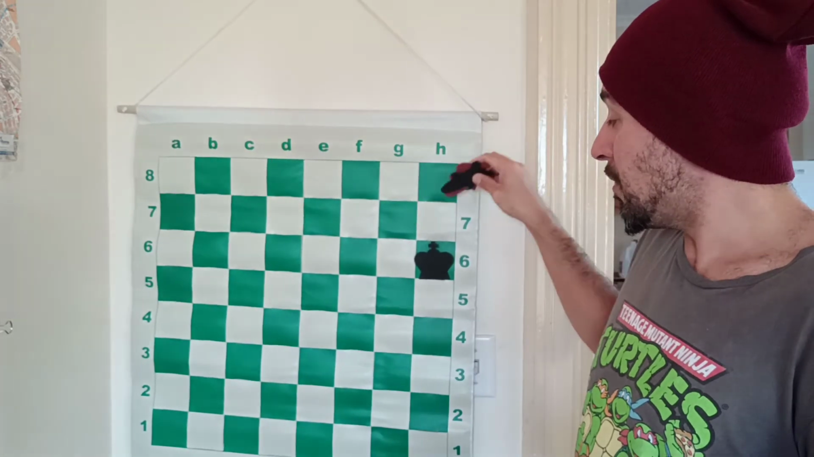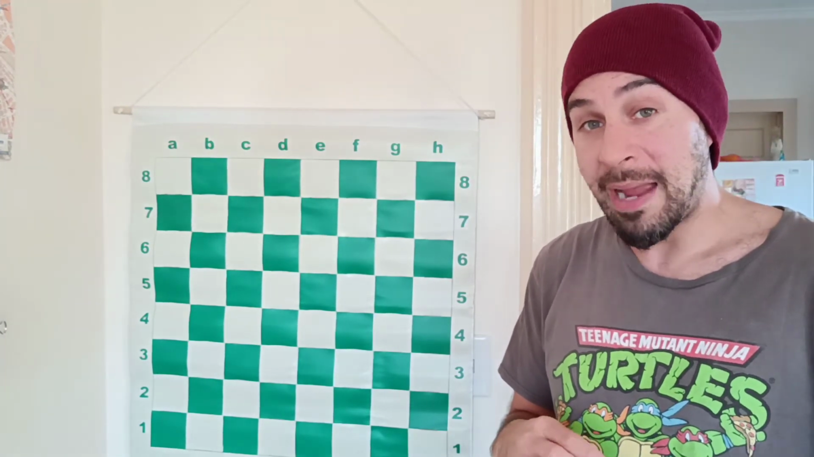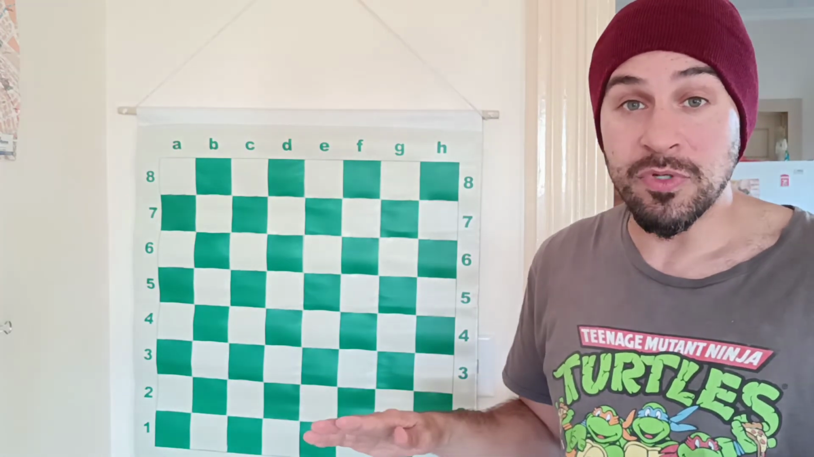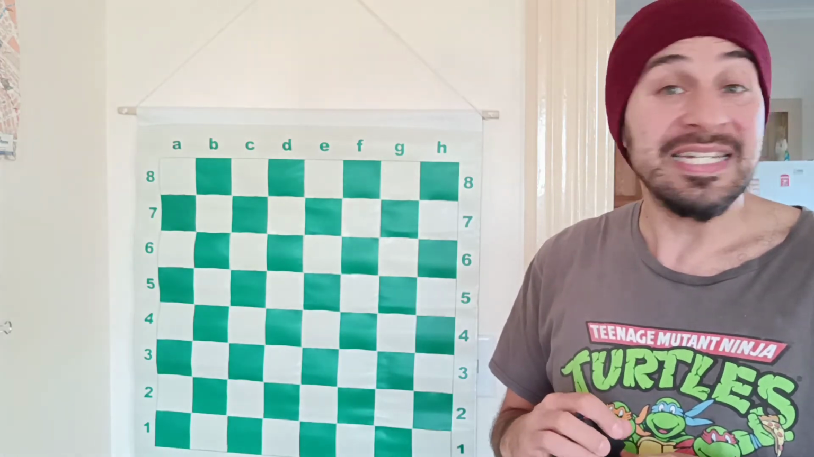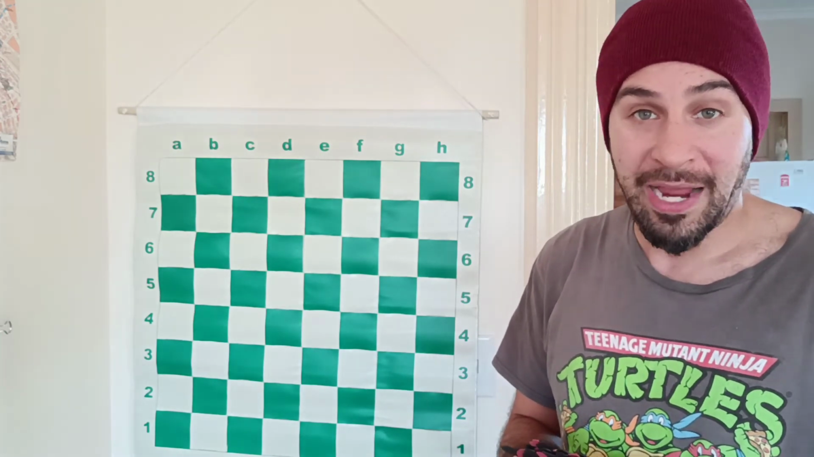So, to review, check means the king's in danger, but you can get out of danger by moving, blocking, or capturing. Checkmate means the king is in check and there's no way to get out of check. That's it, the game's over. Stalemate means it's a draw, that the king is not in check, but there's nowhere that you can move the king and there's no other pieces that you can move either.